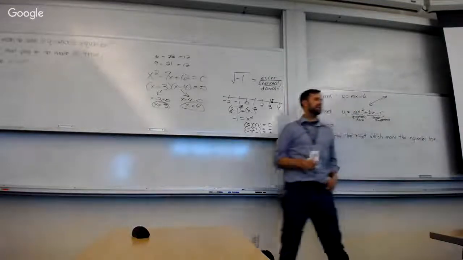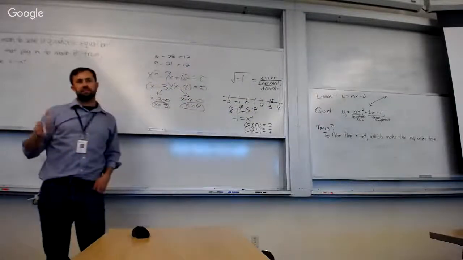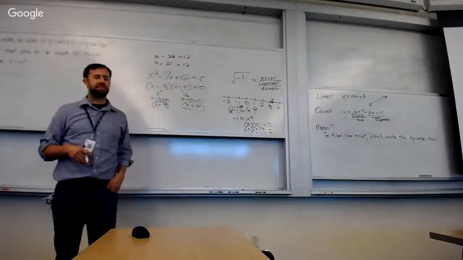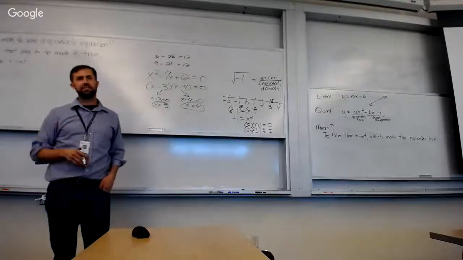That sounds all nice and casual, you know. You're at a math party, you're on a first date. They say, hey, what does it mean to solve a quadratic equation? And you're like, oh, let's find the x-intercepts, which make the equation true. And you can just throw it out there, real casual.